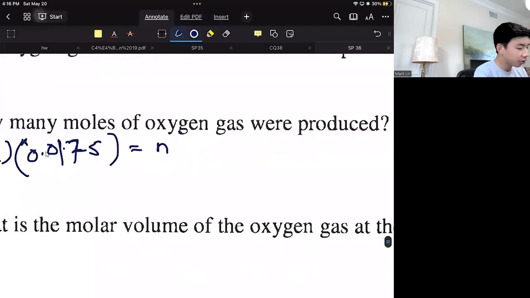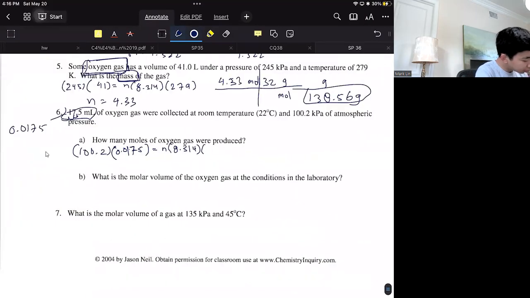N is what we're trying to find. R is gonna be our constant, and then T is 22 degrees Celsius. But remember, we need to convert it to Kelvin, so it's gonna be 279. No, it's gonna be 295.15. N is going to be 7.145 times 10 to the -4.